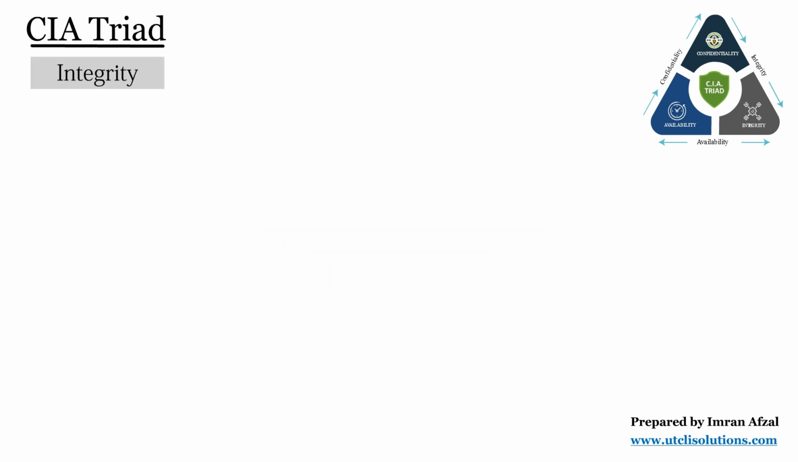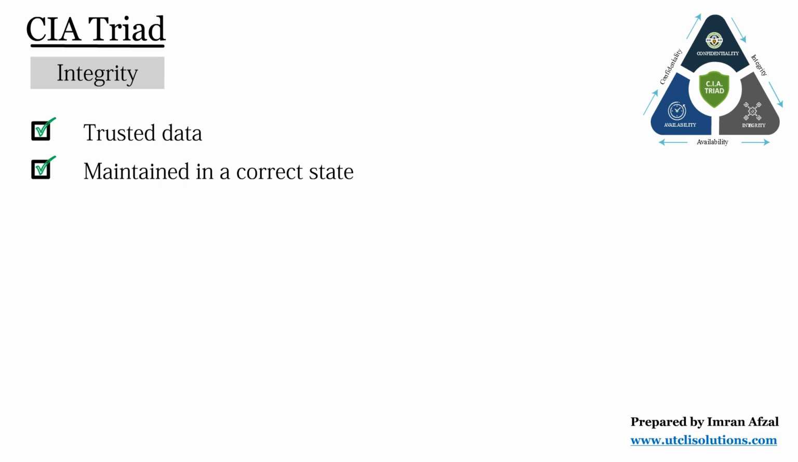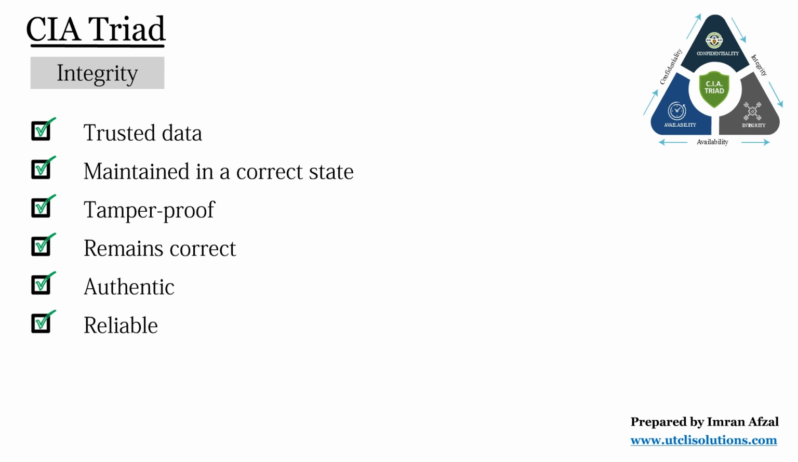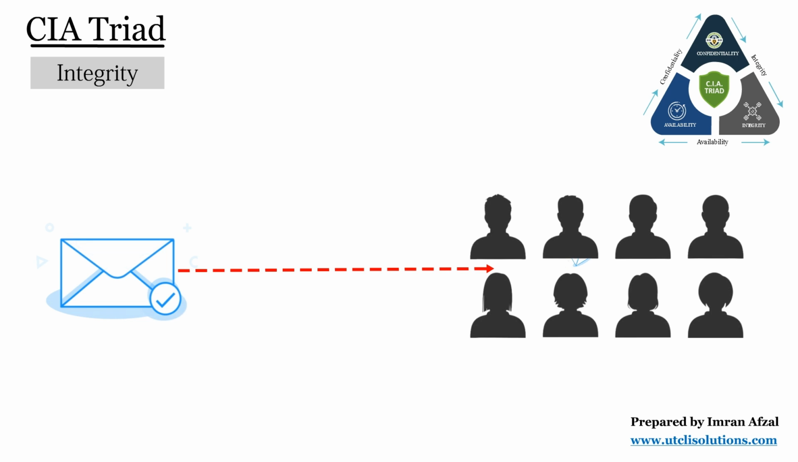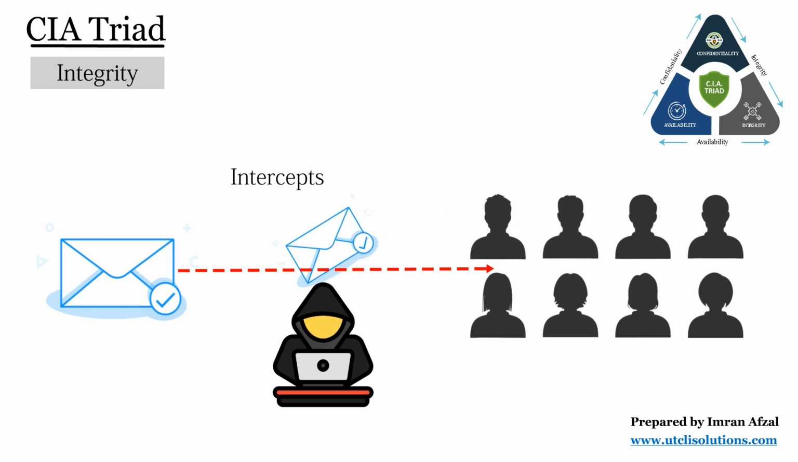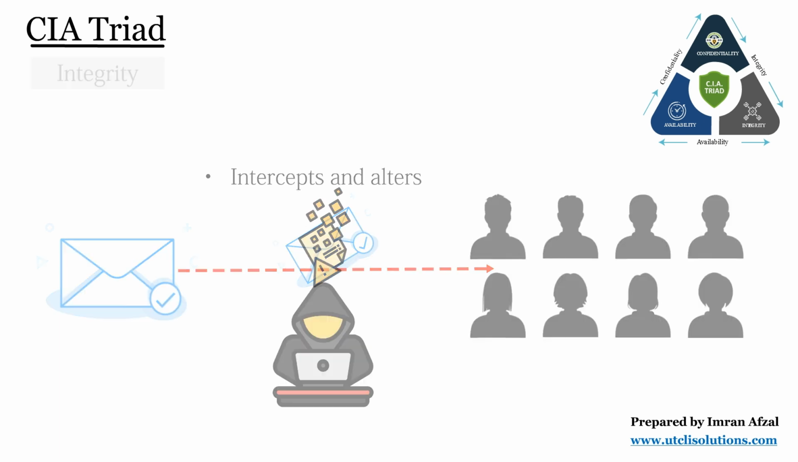Integrity. Integrity means that data can be trusted and it is maintained in a correct state. It ensures that data cannot be tampered with and remains accurate, authentic, and reliable. So, for instance, when you send an email, you expect that the information arriving at the other end will be unchanged. If a third party intercepts and alters the email, the data has lost its integrity.